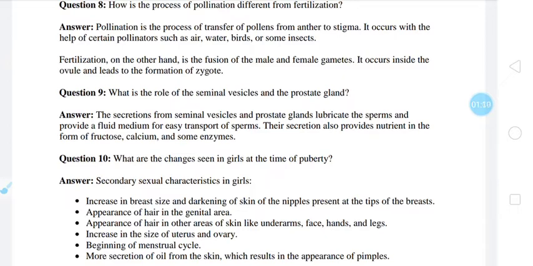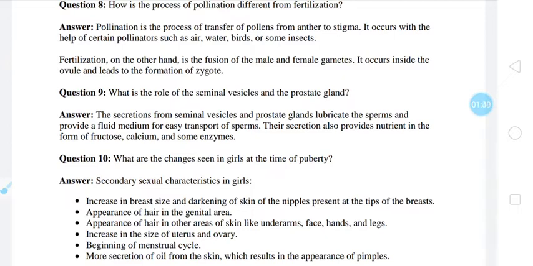The prostate gland secretes certain types of nutrients as well as certain types of enzymes. So what is the role of the seminal vesicle and prostate gland? Let us discuss. The secretions from the seminal vesicle and prostate glands lubricate the sperms and provide a fluid medium for easy transport of sperms. Their secretion also provides nutrients in the form of fructose, calcium and some enzymes.